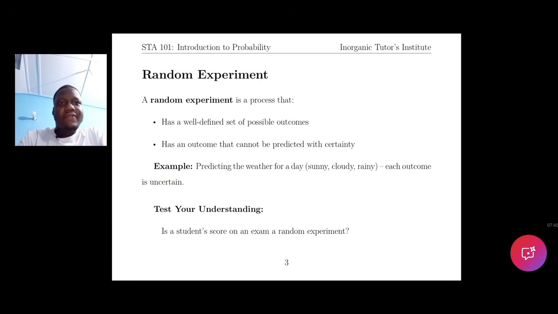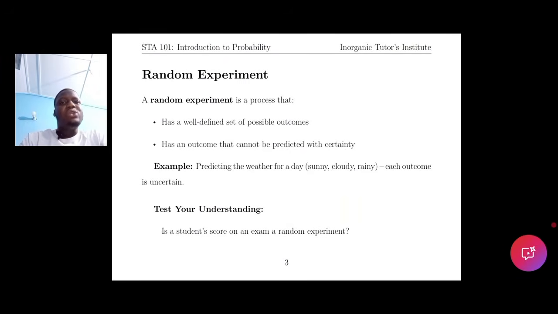So we have an example to test our understanding. The example we have here is predicting the weather for a day. First, we should be able to tell what the outcomes will be. It could be sunny, cloudy, rainy, windy, or whatever. We should be able to list all what we are expecting tomorrow.